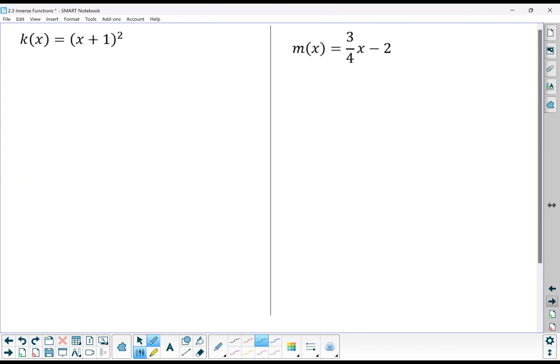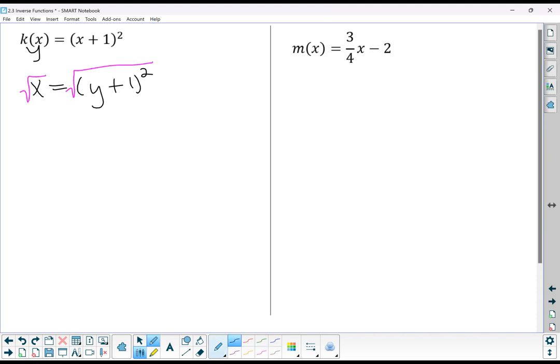Okay, so k of x is equal to x plus 1 squared. So this is a function that has a power of 2. So we are going to switch those variables. X is equal to y plus 1 squared, and we're going to solve for y. Right now, y is inside of a squaring, so we need to undo that with a root.